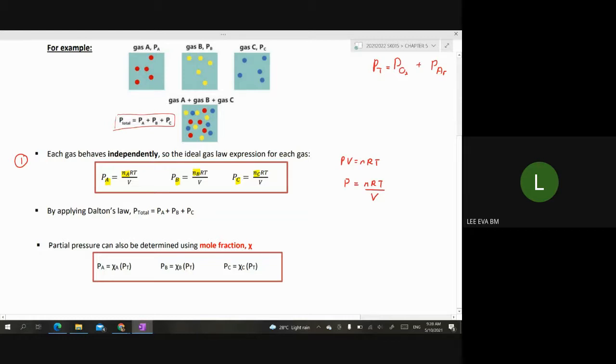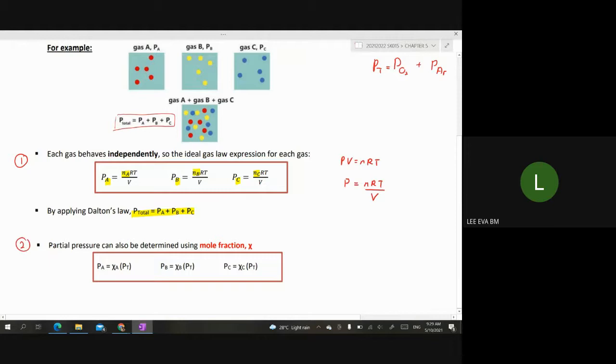Okay, so we follow the example just now: partial pressure A is nART over V. That means the temperature and the volume are fixed. Same container, so same volume. Same container, same system, the temperature is also the same. So we have PA, PB, PC. That is the first method. Okay, so again, to repeat, Dalton's law: P total equals PA plus PB plus PC.